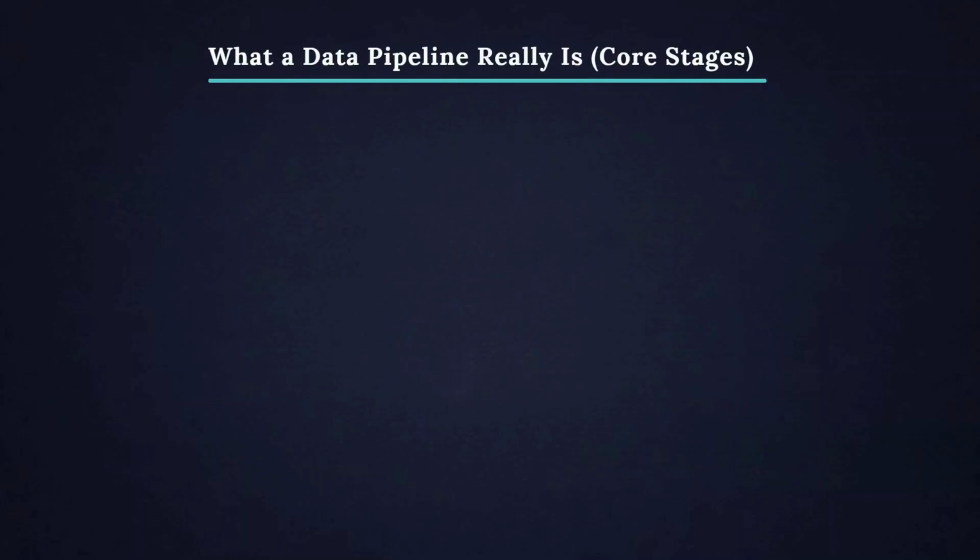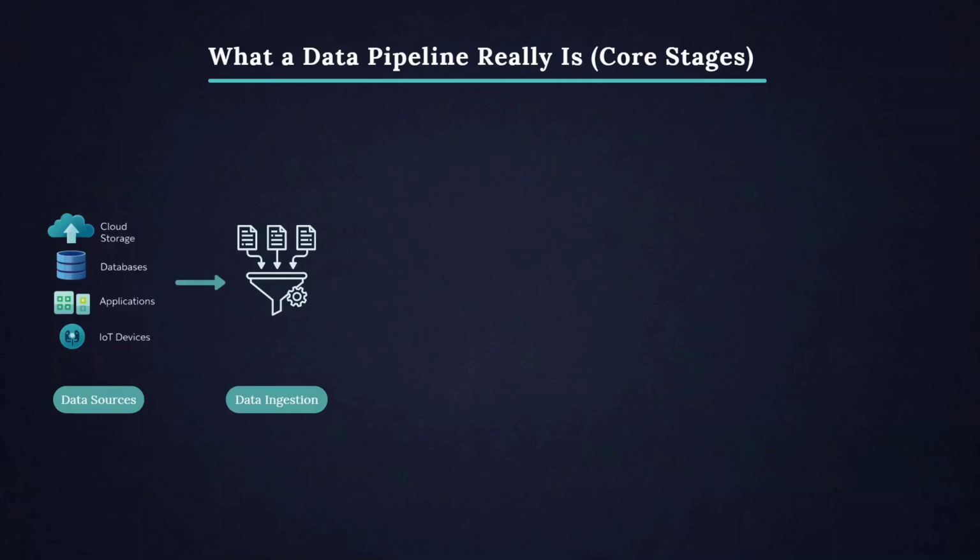Now let's break down a data pipeline into its core stages. The first stage is data sources. This is where data originally comes from. Things like applications, databases, cloud storage, IoT devices, Excel files, and many more. The next stage is data ingestion. Data ingestion simply means bringing that data into the system. At this stage, we are not cleaning or transforming the data yet.